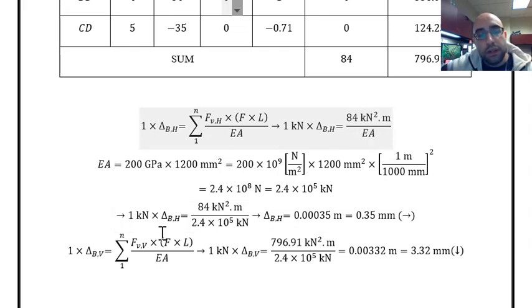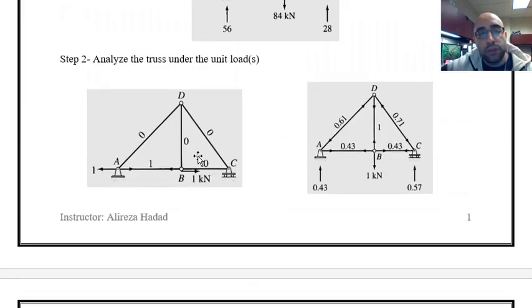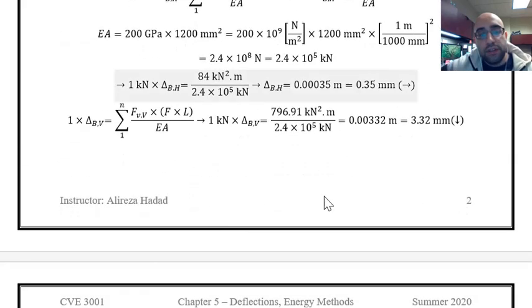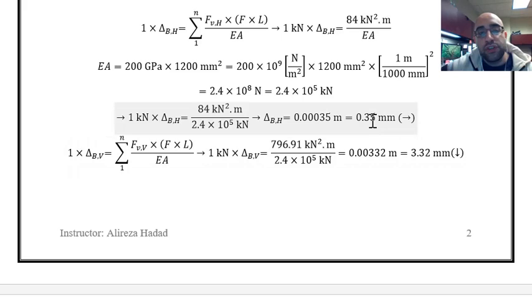As you can see over here, we can find the horizontal deflection at B as 0.35 millimeter, and it is positive, which means that the deflection is in the same direction as the unit load that we applied to the truss. I applied the unit load from left to right, as you can see in this direction. I got a positive value as the deflection, which means the deflection is in the same direction as the unit load that I applied when I was analyzing the truss and considering the virtual loading on the truss.